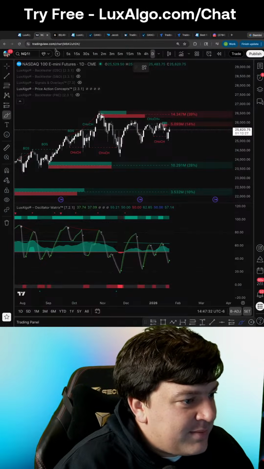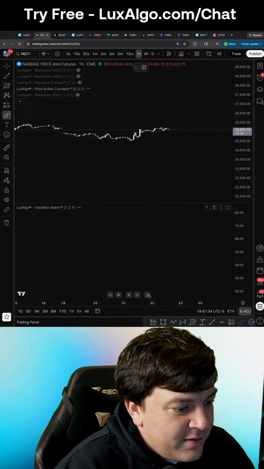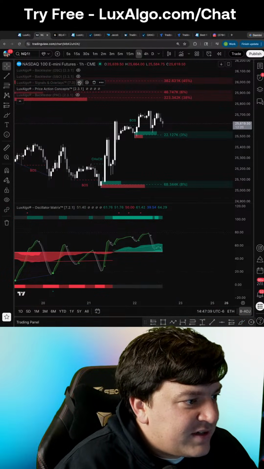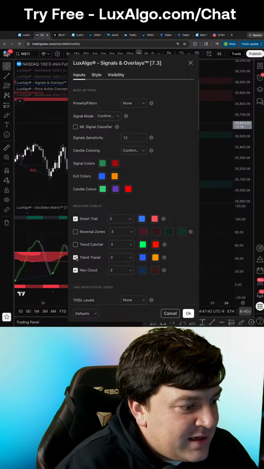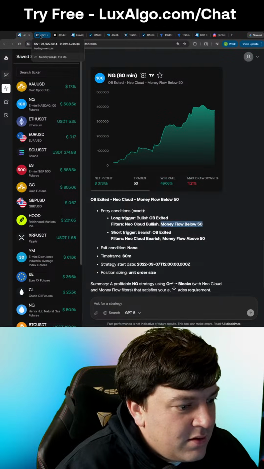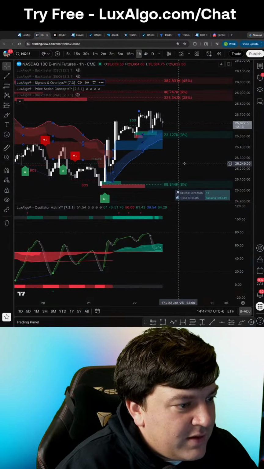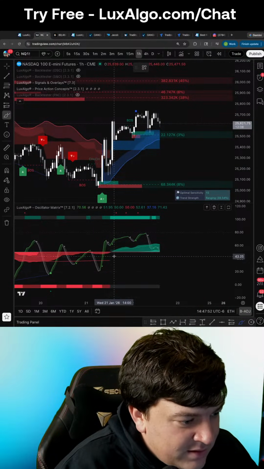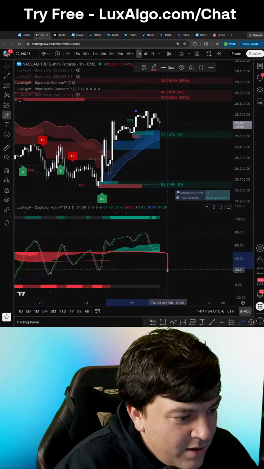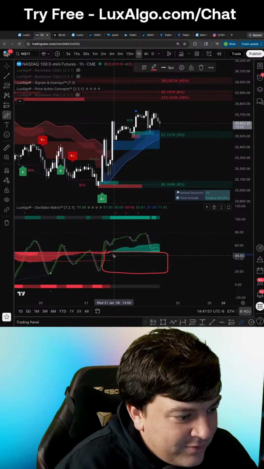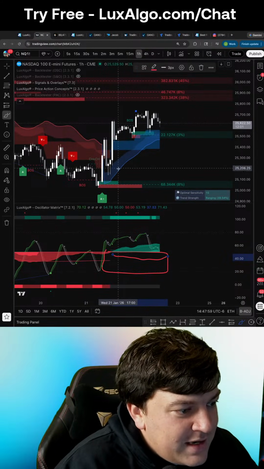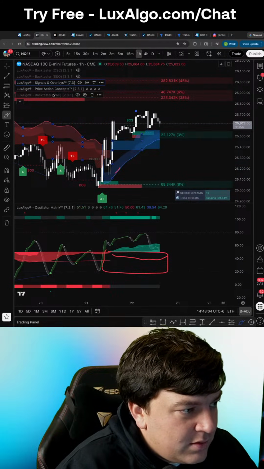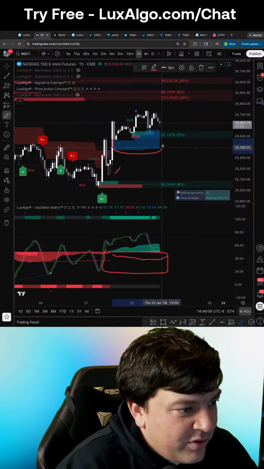This is trading on the 60-minute, so go to the 1 hour here. Essentially, what this strategy is doing, we pull up the signals and overlays as well. It needs the NeoCloud. It said NeoCloud bullish, money flow below 50. So for a trade to occur, the money flow has to be red, right? You have to have red money flow. The NeoCloud has to be bullish, which is this one here. This NeoCloud has to be bullish like it is now.